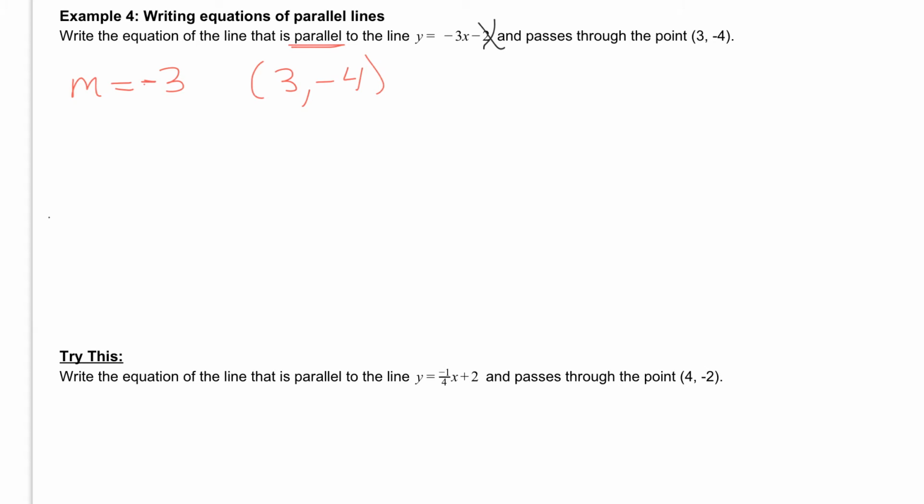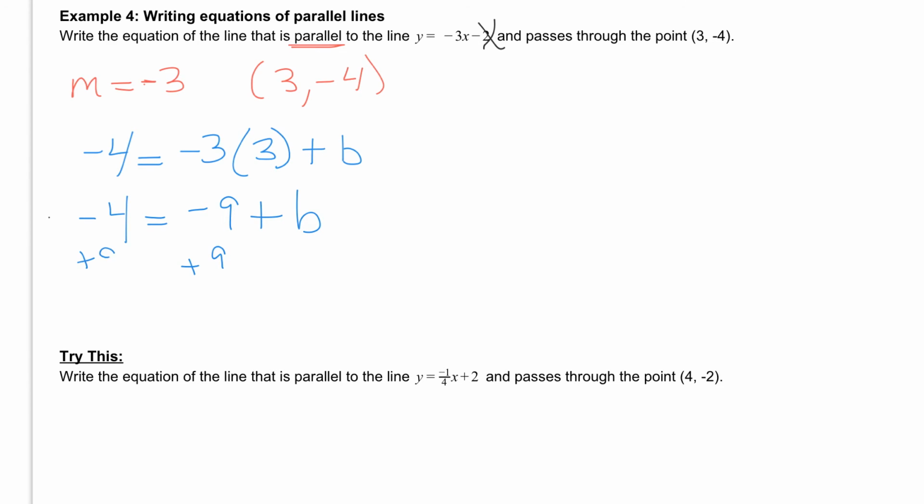I'm going to use that same process I was using. I'm going to plug -4 in for my y, -3 in for m, and 3 in for x, and I'm solving for b. -3 times 3 is -9, so I get -4 equals -9 plus b. Then I can add 9 to both sides, and I get b is equal to 5.